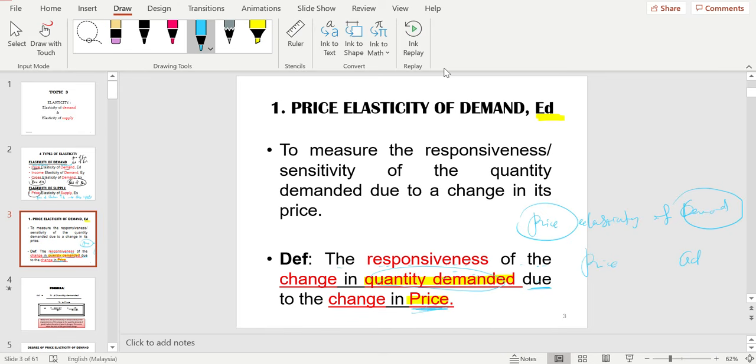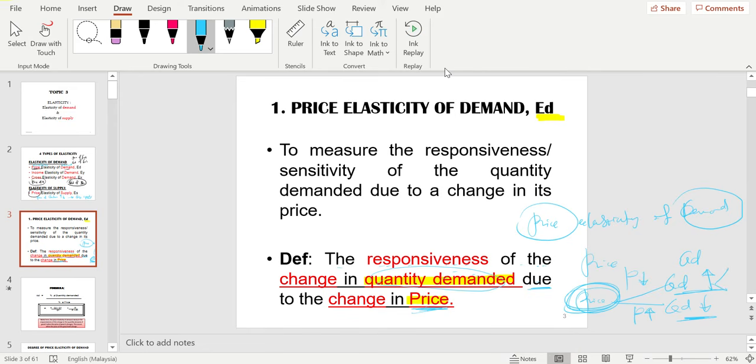Terbalik. If you buat macam tu, maksudnya quantity demand berubah dulu, baru harga berubah. Tak ada kan? Everything starts with the price. Bila harga barang tu berubah, then how will it affect the quantity demand? Either quantity demand increases or decreases depending on how price changes. If the price decreases, quantity demand will increase. If the price increases, quantity demand will decrease.